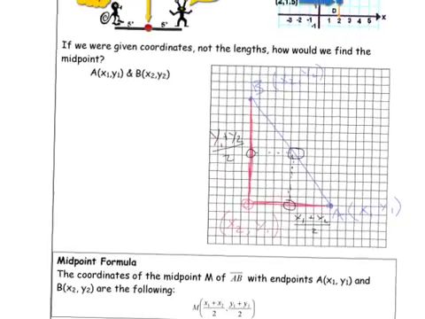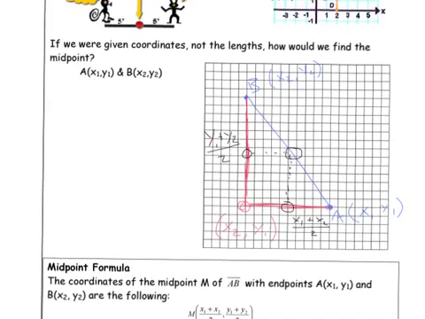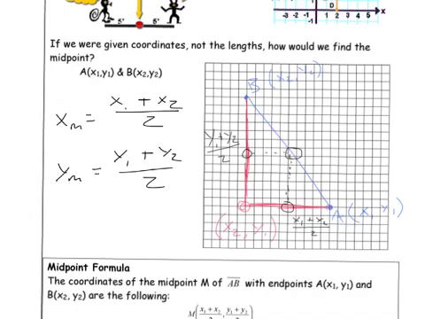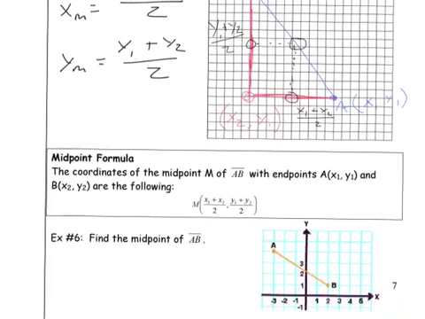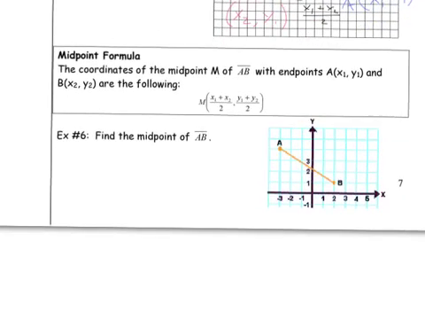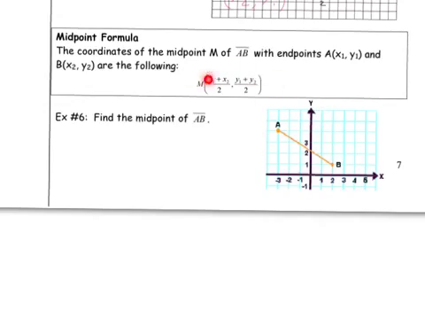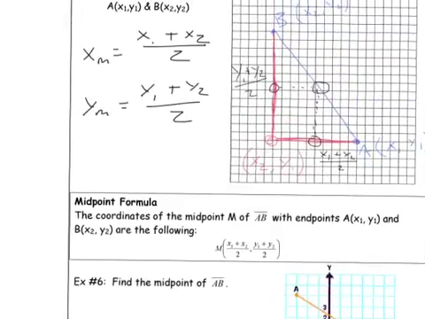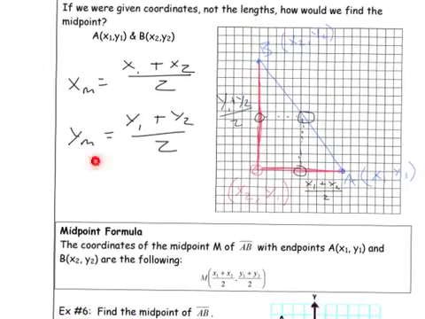Well, that's where the midpoint formula comes from. So I write it as xm equals x1 plus x2 over 2, and ym equals y1 plus y2 over 2. So that's how we get the x, that's how we get the y, and that's how we'll get the midpoint coordinate. So here's the formula like you see it in the book, but I want you guys to be using this formula here. So let's do this first problem.